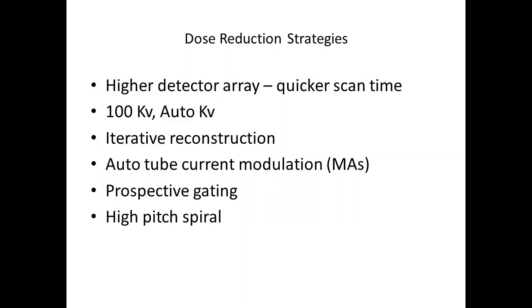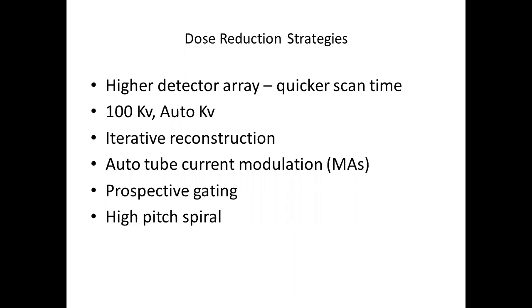Okay, so how we reduce doses through the years. So one, we already talked about, as you get more detectors in your detector array, you can cover more of the heart in one spin. So you're scanning less, and then of course your radiation is going to be lower just from that.